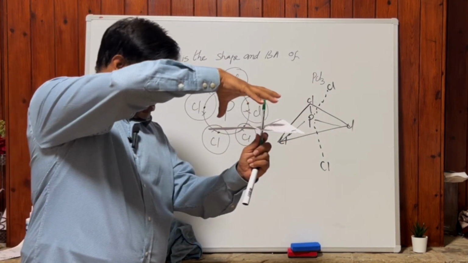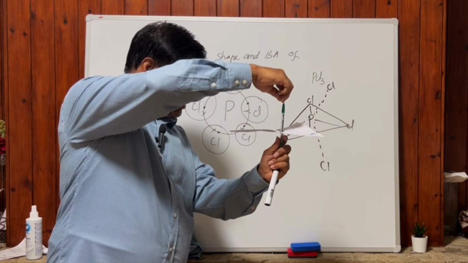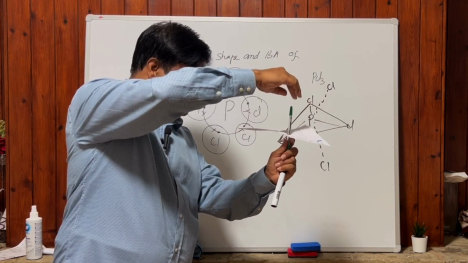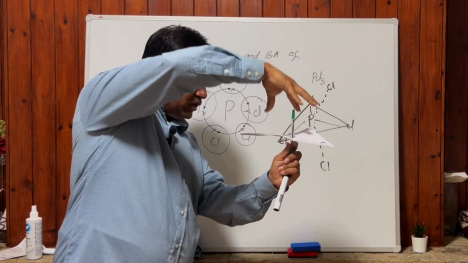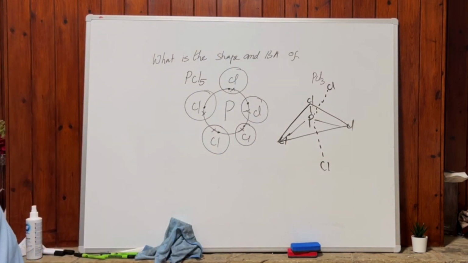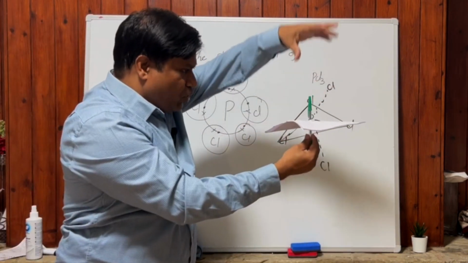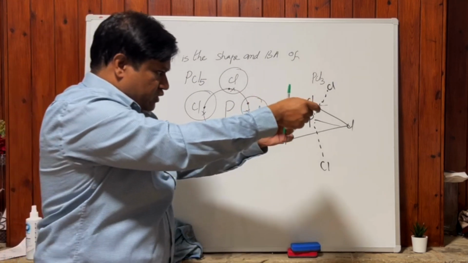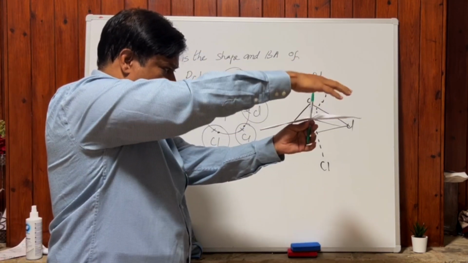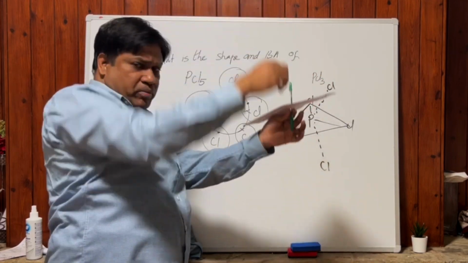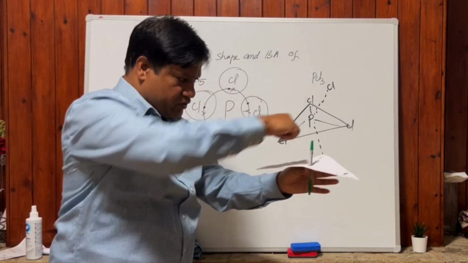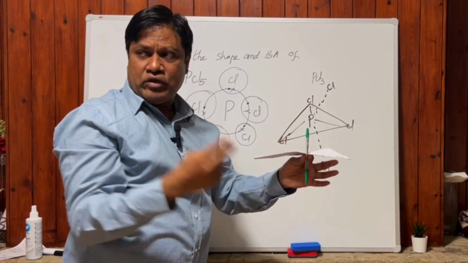Look, I try to tie some string here, and it looked like a pyramid. It looked like a pyramid on the top, and one more pyramid at the bottom. Assume that we have a string and we hold it like this. So this is one pyramid from the top, and this is one pyramid from the bottom. So the shape is trigonal bipyramidal, and it has two bond angles.